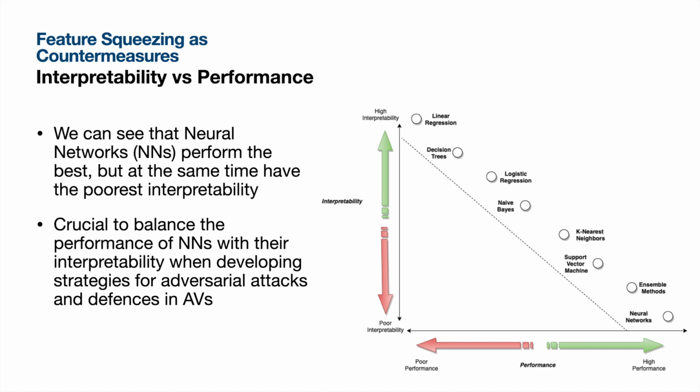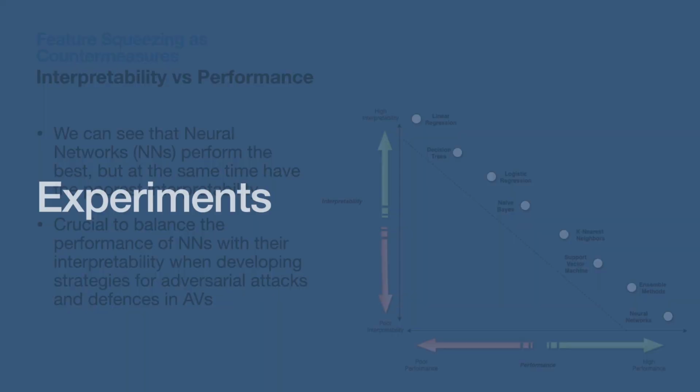To address this challenge, it is crucial to balance the performance of neural networks with their interpretability when developing strategies for adversarial attacks and defenses in autonomous vehicles. This could include developing new training and design approaches that prioritize interpretability, as well as devising new techniques for real-time explanation of the decisions made by these networks.